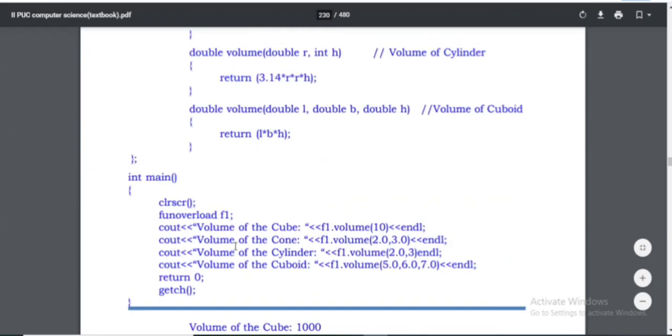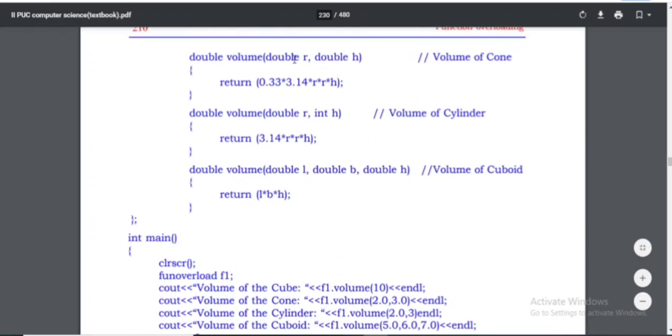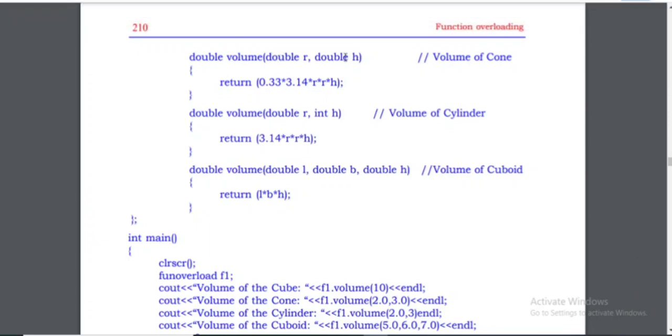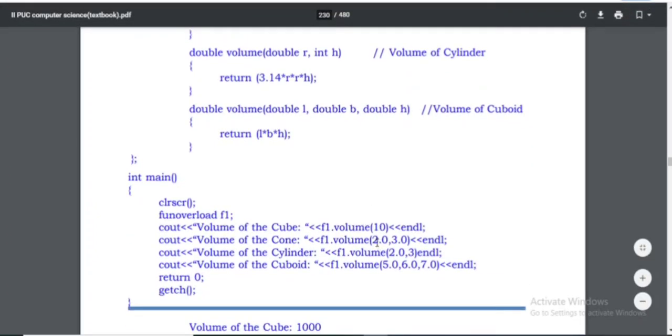Okay, then volume of cone, f1 dot volume of. So cone ಅಲ್ಲಿ ನಾವೇನ್ ಮಾಡಿದೀವಿ, ಯಾವ ಡೇಟಾ ಟೈಪ್ ಕೊಟ್ಟಿದೀವಿ? So you can see here double r comma double h. ಎರಡು ಆರ್ಗ್ಯುಮೆಂಟ್ ಇರೋದ್ರಿಂದ ನಾವೇನ್ ಮಾಡಬೇಕು, ಎರಡು ಪ್ಯಾರಾಮೀಟರ್ ನ ಸೆಂಡ್ ಮಾಡಬೇಕು ಆಫ್ ಡೇಟಾ ಟೈಪ್ ವಾಟ್? Double. That must include some floating point, so that 2.0 comma 3.0. Okay, then volume of cylinder.